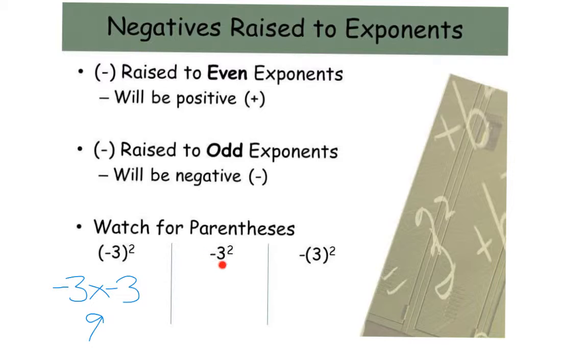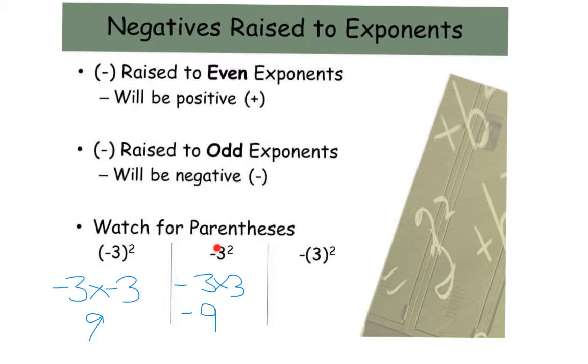Now, when there's no parentheses, that negative isn't part of what's being raised to the power. It's just the 3. So here I have a 3 times a 3, and the negative just floats down through the answer. So this one is -9 because there's no parentheses saying that you are squaring the negative also.